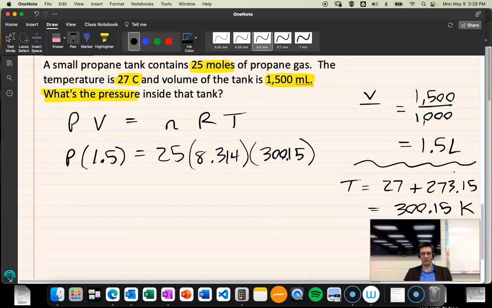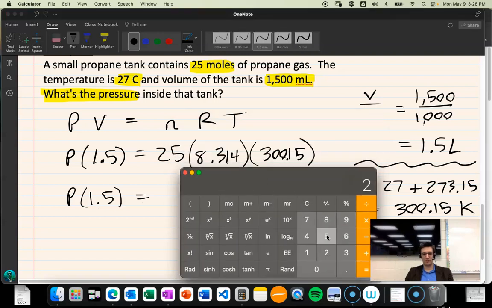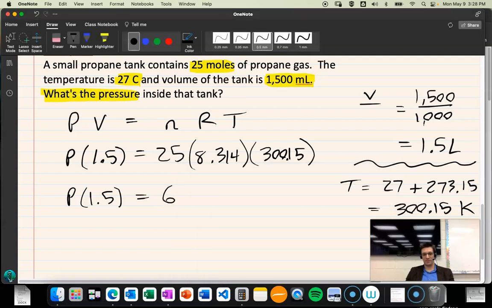Got to make sure that volume is in liters. Hey, I'm pretty much back to where I started before, right? I'm going to do a little simplifying here because here's 3 numbers in a row that could be multiplied. Let's go ahead and do that. P still times 1.5. There's nothing I can do with that. And then we will multiply out these 3 numbers. 25 times 8.314 times 300.15. We're going to get a big number here, aren't we? 62,386. All right. Yep, sticking with that.